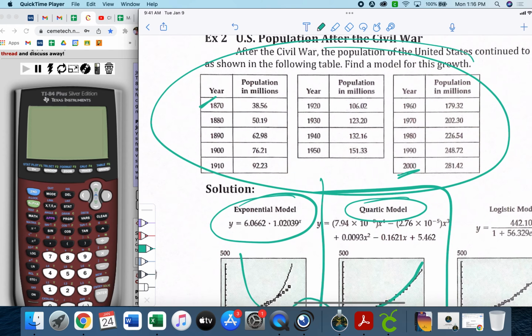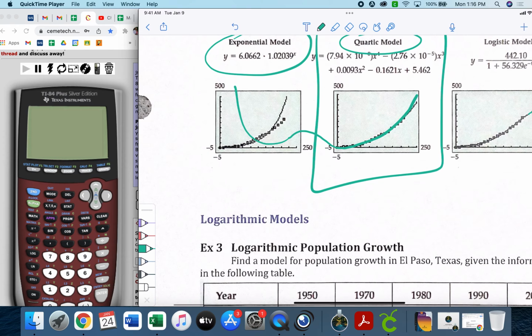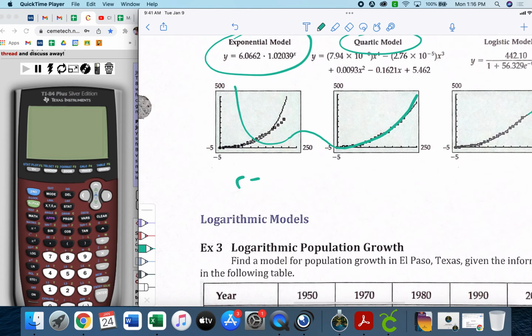How do we figure out on your calculator which one is the best model? Well, you plug it in and you look at the R. What do we want R to be? Close to 1 or -1. It could be -1 also. What would negative look like?